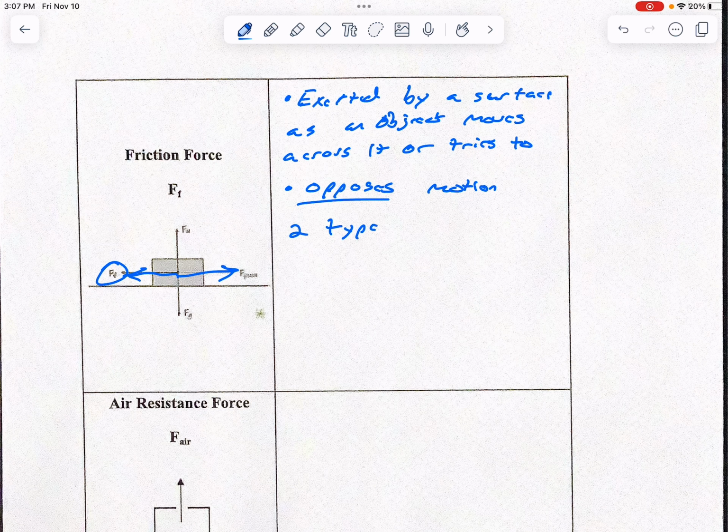So there are two types. One is sliding. That is when you are actually moving. Friction's still there, it's just that you have enough force to overcome it, but friction is still trying to slow you down. So that's sliding friction. And two is static. That means you did not overcome it. You were basically sitting still, so you are not moving.